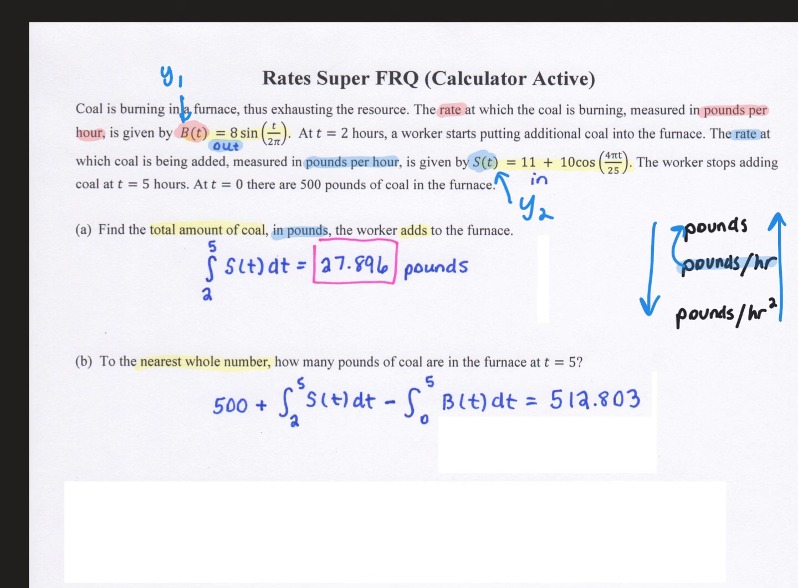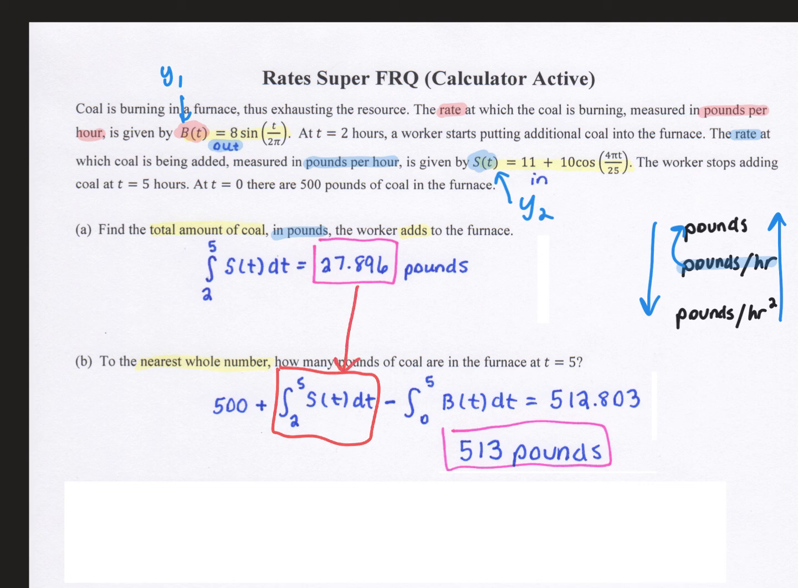I am asked to give this to the nearest whole number, so I'm going to use traditional rounding rules, and that 8 is going to make that 512 turn into a 513. Another way you could have done this is, in place of this integral right here, if you just wanted to pull that number down, since it's the same as we found in part A, it would be fine to just put that value in.